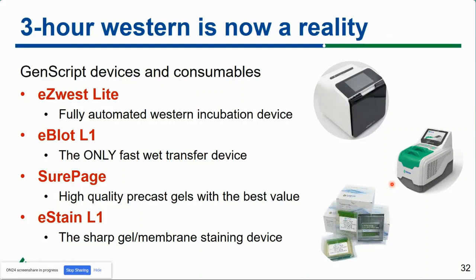The EBlock L1, the only fast wet transfer device that you will find, and then also our very good quality SurePage precast gels. Bring these together, and that will be able to get your Western process down to about 3 hours, from the 10 hours we used to have to spend.